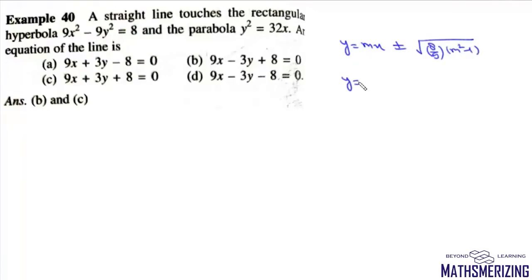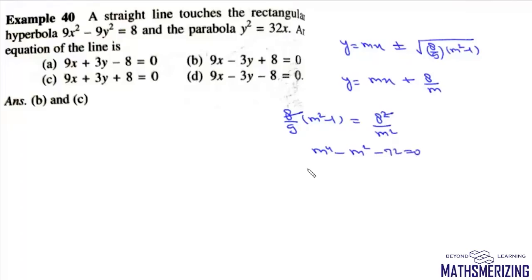m square minus 1. And in case of a parabola, the equation of tangent is given by y equals mx plus a by m. And a in this case is simply 8. So it will be 8 by m. Now these two equations represent the same line. So from here we can write 8 by 9 m square minus 1 must be equal to 8 square upon m square. Now here 8 and 8 will cancel. So we'll get this result as m to the power 4 minus m square minus 72 equals 0. And there will be m square minus 9 m square plus 8 equals 0.